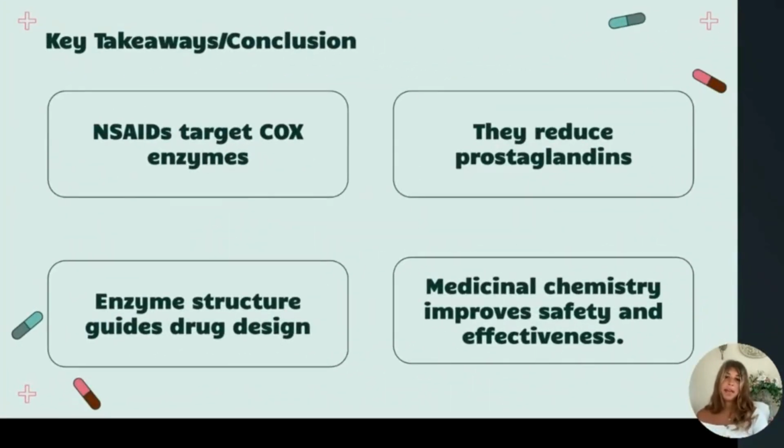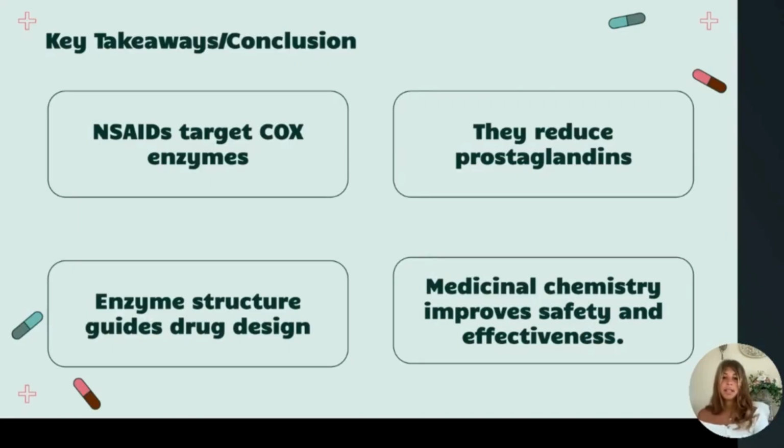To wrap everything up, there are a few important ideas to remember. First, NSAIDs work by targeting COX enzymes. By blocking these enzymes, they reduce the production of prostaglandins, which lowers pain, inflammation, and swelling. Second, understanding enzyme structure is very important in medicinal chemistry. Scientists study the shape of enzymes and their active sites so they can design drugs that fit better and work more effectively. Finally, medicinal chemistry has helped improve NSAIDs over time.